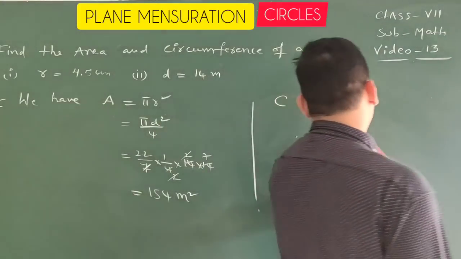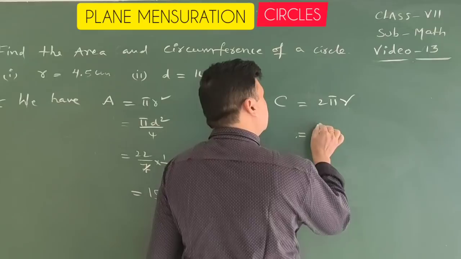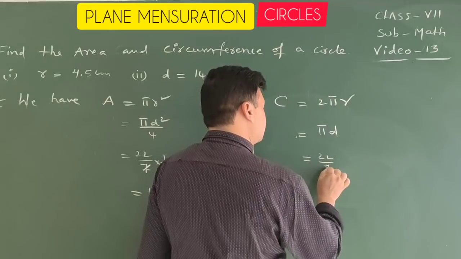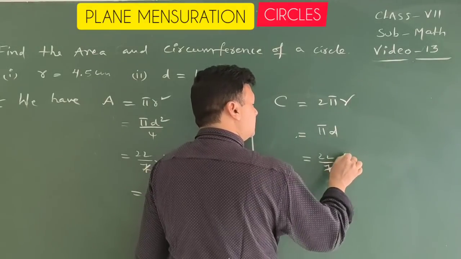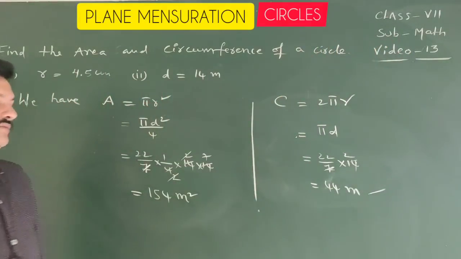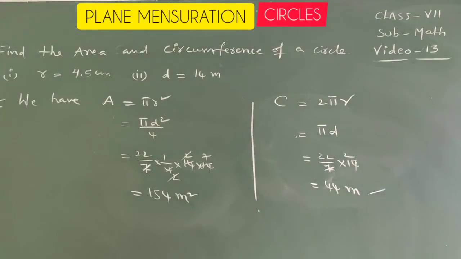Next, C equals pi d. So pi is 22 by 7, d is 14. Here 22 twos are 44 meters is the circumference. 44 meters is the circumference of a circle with diameter equal to 14 meters. We found the area and the circumference of a circle when the radius is 4.5 and the diameter is 14 meters.